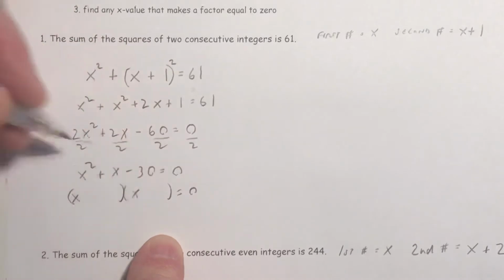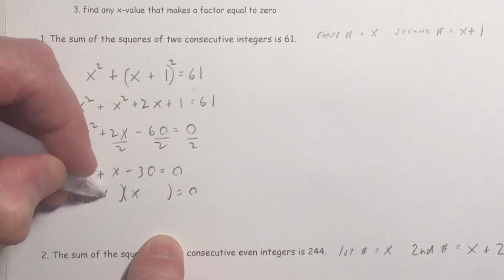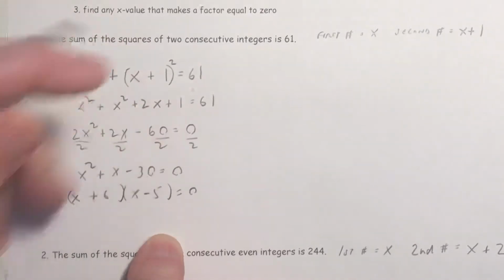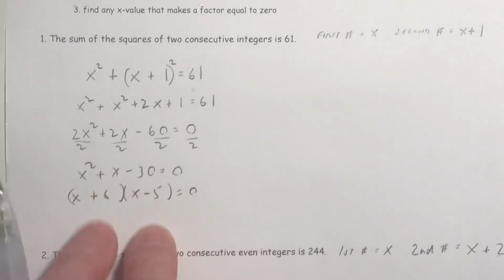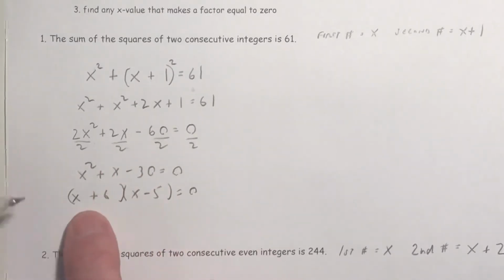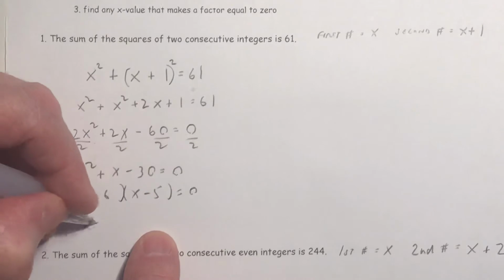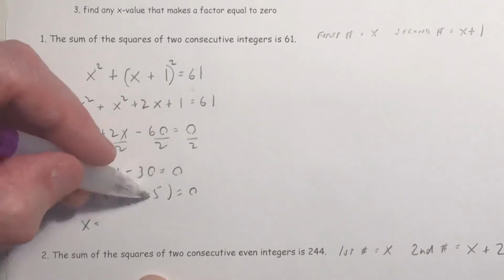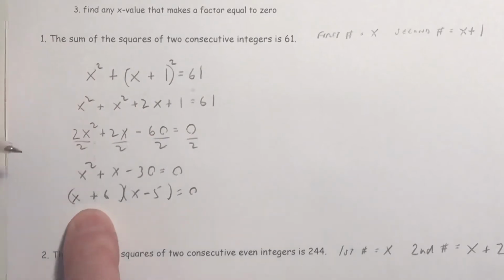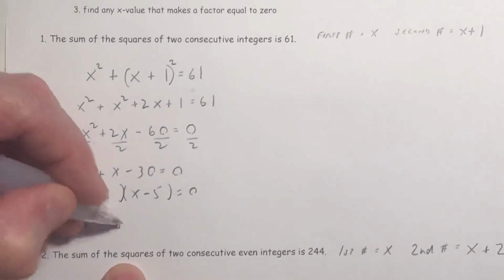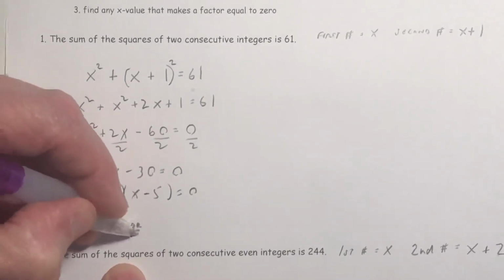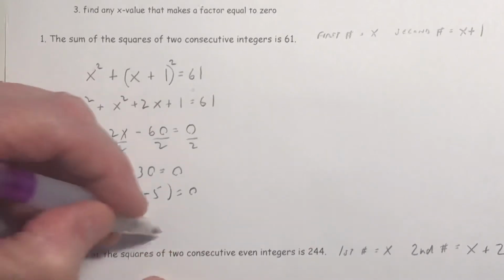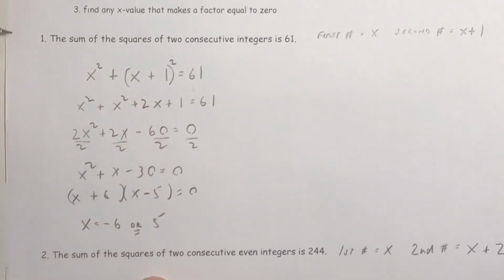So what would those be? How about a plus 6 and a minus 5, right? Multiply those, you get negative 30. Add them, you get plus 1. So the solutions to this quadratic equation then are, since we have this times this equals 0, when does this equal 0? When x equals negative 6. When does this equal 0? When x equals positive 5.